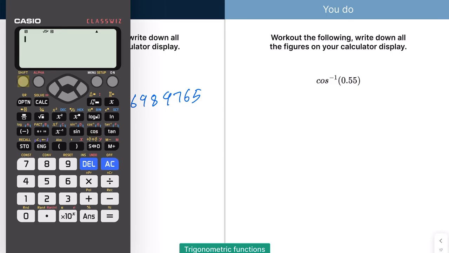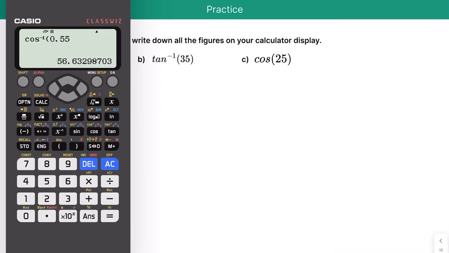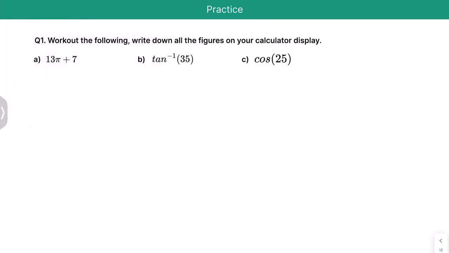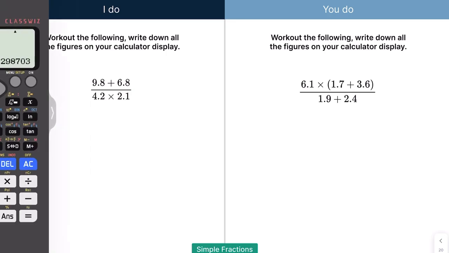And then again, on this side, it's not the cos button. You're first going to press shift, and then the cos button, and then it's 0.55 in there. And that gives us an answer of 56.63298703. And then moving on, here's some practice questions for you to have a go at. Press pause and have a go. Here are the answers.